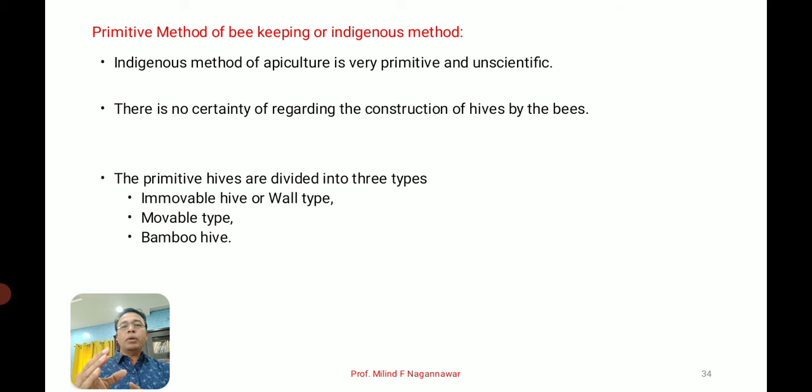Is it clear? Immovable hive or wall type means the hives cannot be moved from one place to another once constructed. The name itself suggests that, which is why it is immovable. Then the other one is movable: once the honeybees construct the hive in particular structures or given places, it can be moved from one place to another. Then there is another type of traditional method where the honeybees are made to make a hive in bamboos. We will discuss what this is.